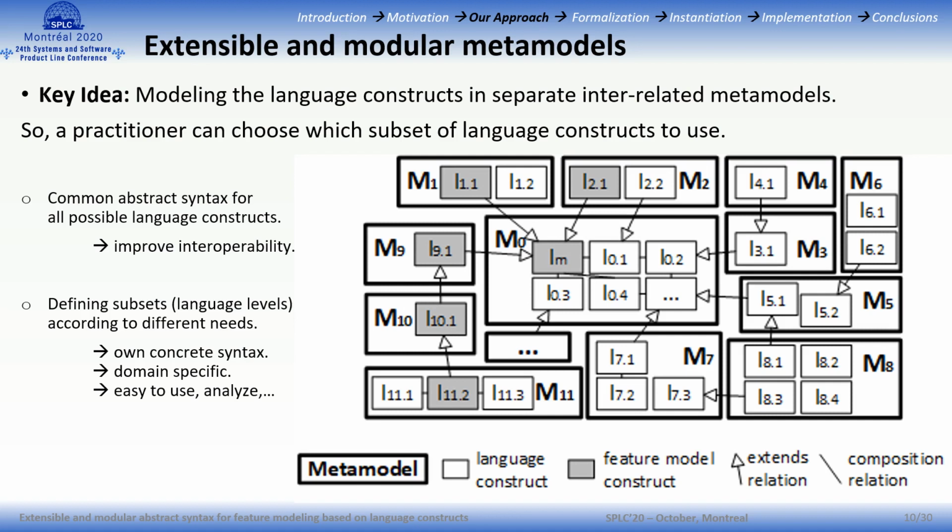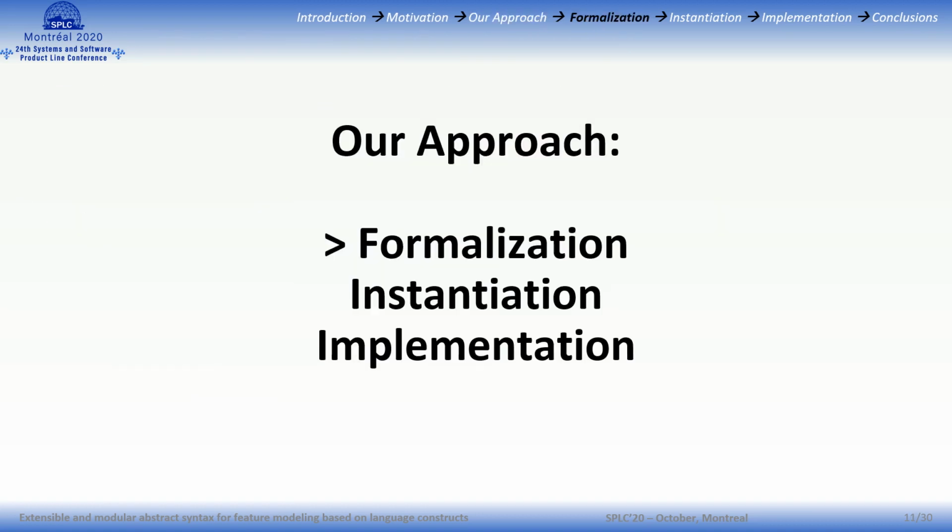The key idea of our approach is modeling the different language constructs in separate metamodels, which allows a practitioner to choose only those language constructs that he or she needs for practical use. The perfect scenario would be to have a common abstract syntax for all possible language constructs and generate a specific subset to cover the special needs of the practitioner. In the following, we are going to briefly present the formalization of our approach, an instantiation with the existing language constructs, and an implementation.